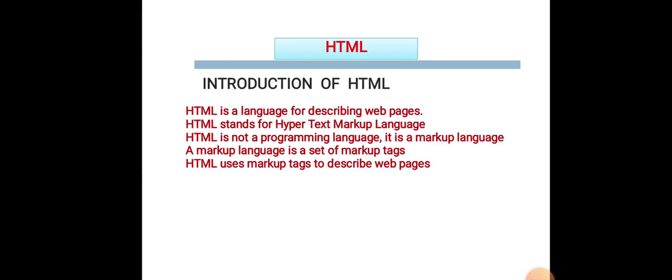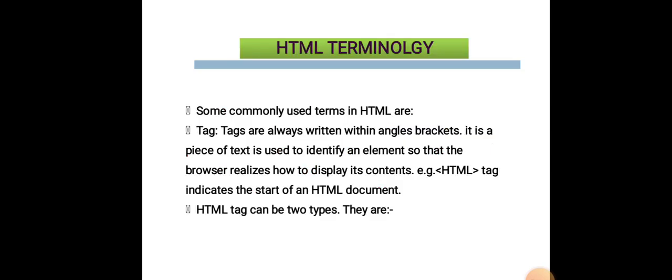So HTML uses tags for its representation. For example, it has a head tag, body tag, HTML tag. Likewise, we are using tags. Some commonly used HTML terminologies are tags. The tags are always written in angle brackets. A tag is a piece of text used to identify an element so that the browser realizes how to display the content.